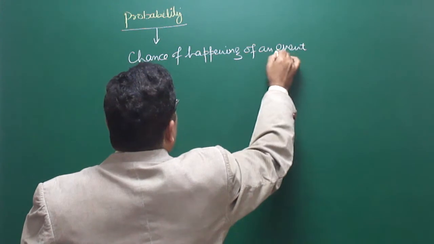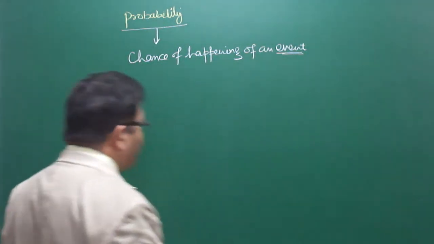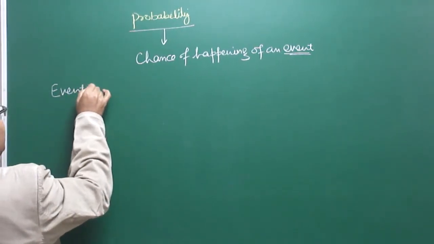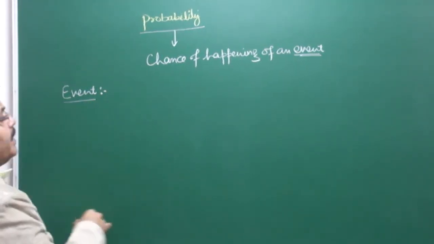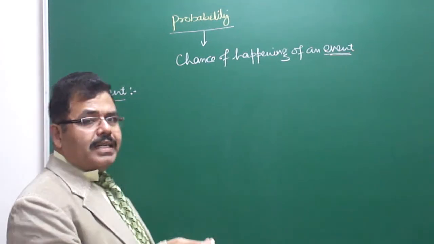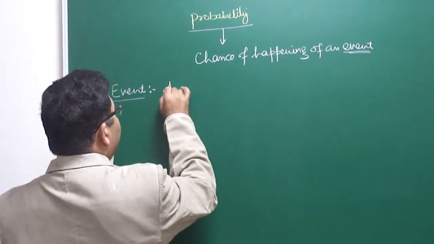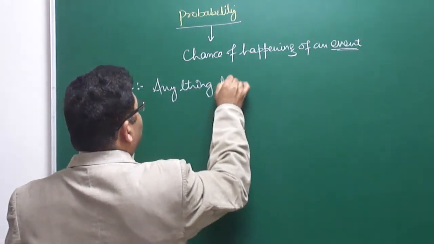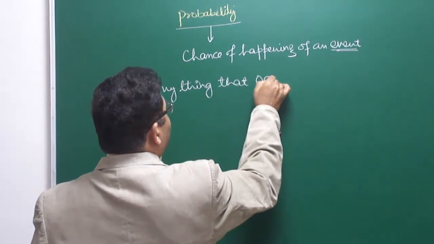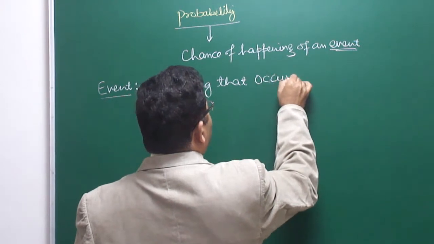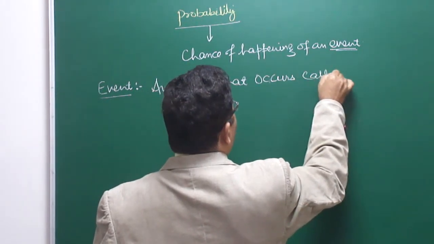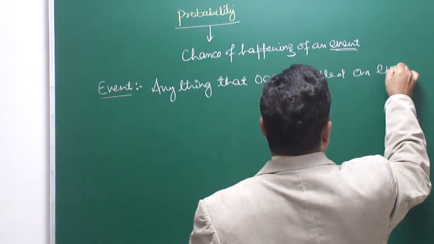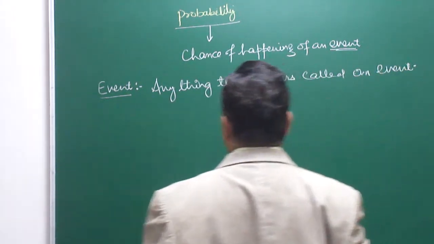So what is an event? Now the question is, what is an event? Will you tell me what an event is? An event is anything that happens, anything that occurs. Anything that occurs is called an event.